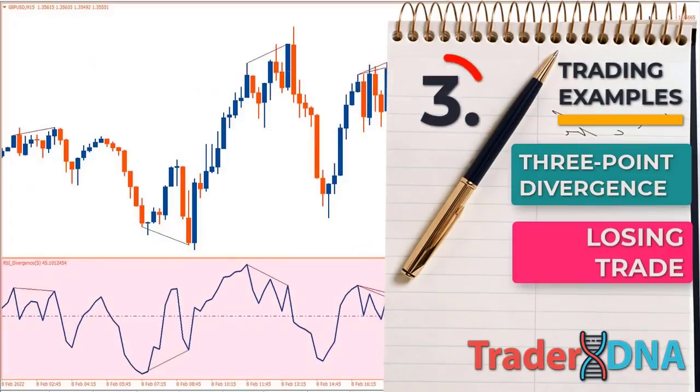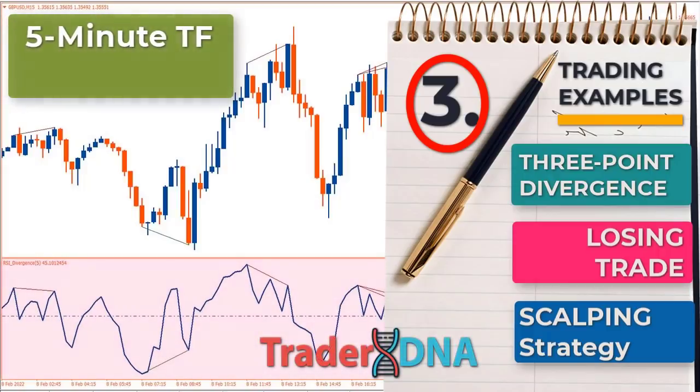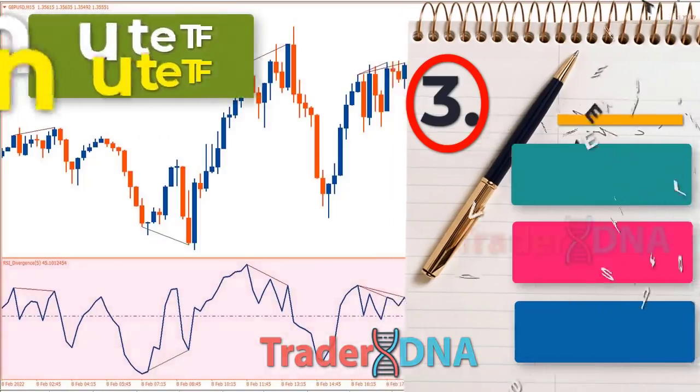Example number 3. RSI Divergence Scalping Strategy. This scalping strategy basically allows its users to trade at a specified time frame, such as 5-minute time frame or 15-minute time frame. The usage of the time frames is on the choice of the trader and investors. This chart shows the 15-minute candlesticks of British pounds United States dollar. So, let's take a closer look at the trade setup.